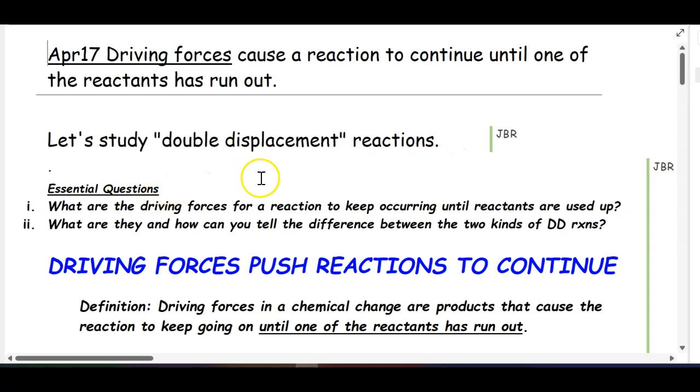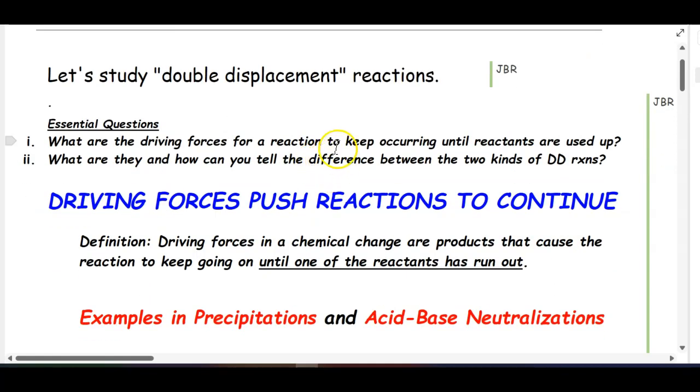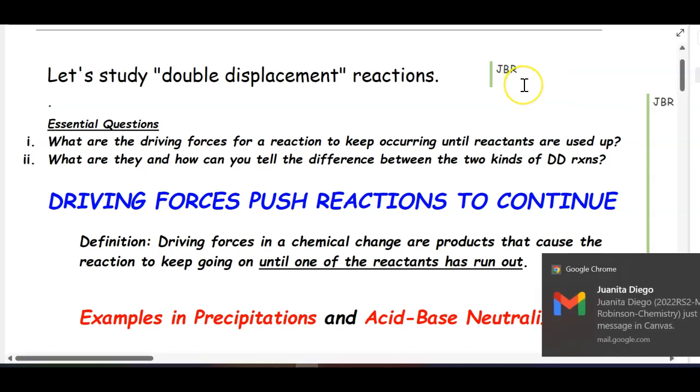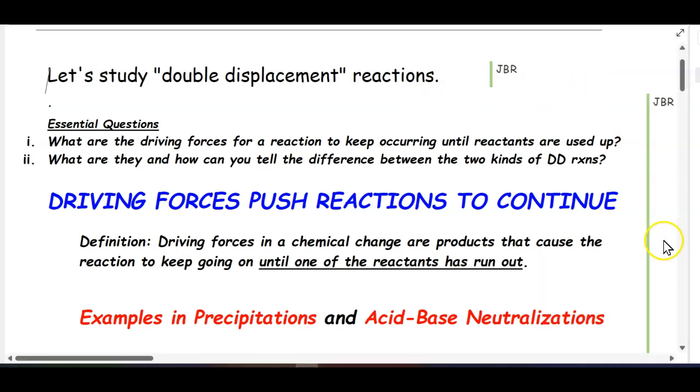Essential questions. Why are the driving forces for a reaction to keep occurring? What are these driving forces that keep a reaction going until all the reactants are used up? And how can you tell the difference between the two kinds of double displacement reactions? So double displacement are precipitation reactions and acid-base reactions. So those are going to be things that we'll use frequently.